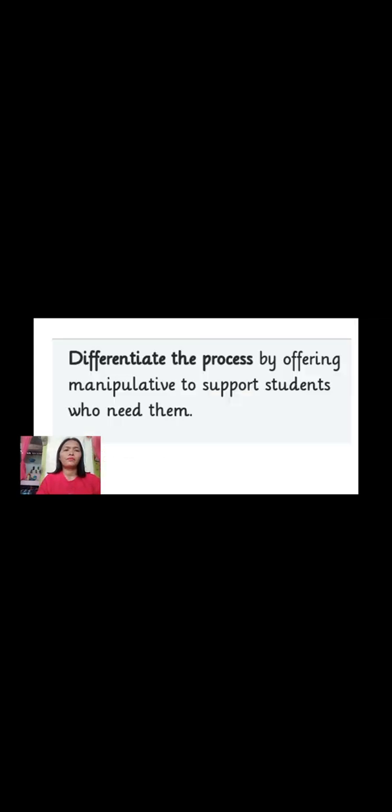So process. The examples of differentiating process are using tiered activities, providing interest centers, developing personal agendas, offering manipulatives or hands-on supports, and varying the length of time a student may take to complete a task. So, yes, we have to offer manipulatives like puzzles and others to support students who need them. So the picture shows the different puzzles, numbers, letters and others.